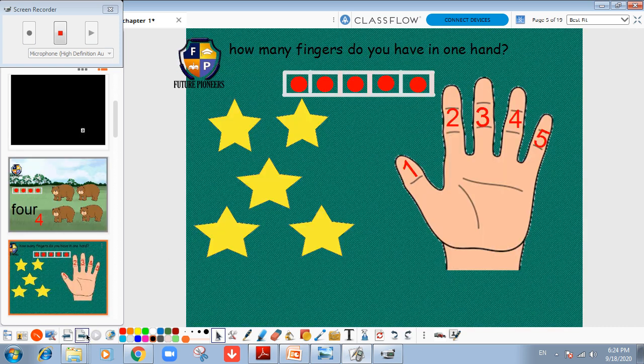Okay, how many fingers do you have in one hand? You have 1, 2, 3, 4, 5 fingers. How can I write 5 in letters? F-I-V-E, 5. Here I have 5 stars. So I draw 1, 2, 3, 4, 5 dots.